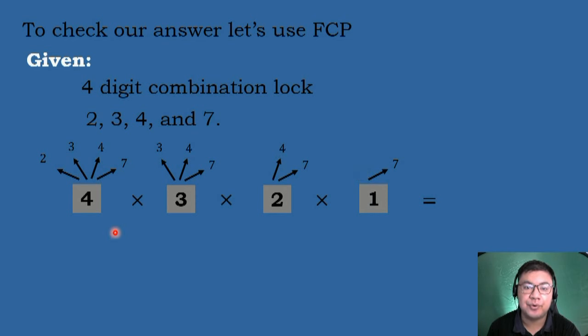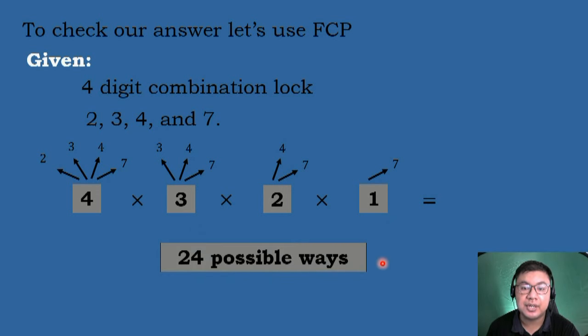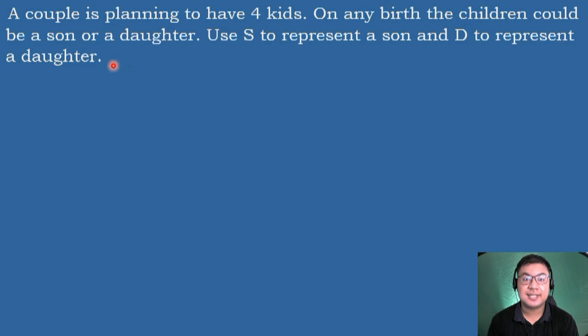So that will be 4 times 3 times 2 times 1, which is equal to 24 possible ways. Therefore, there are 24 possible 4-digit combination locks we can construct or use to open the padlock of your bike. So our answer on our first method is correct. Let's have our next example.